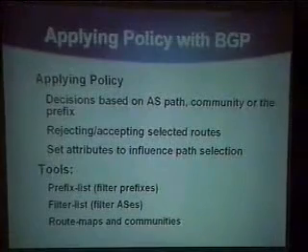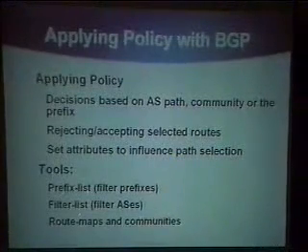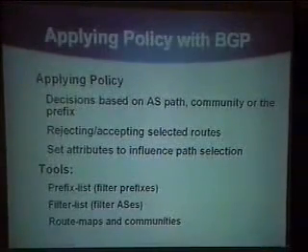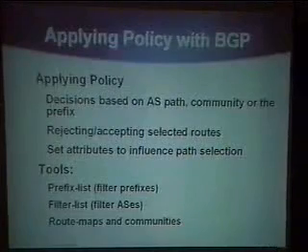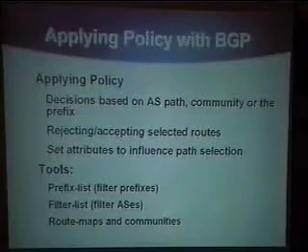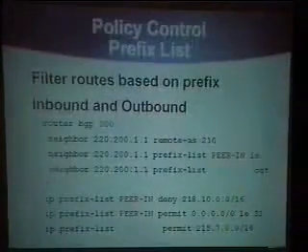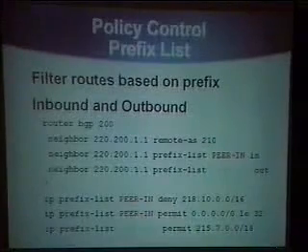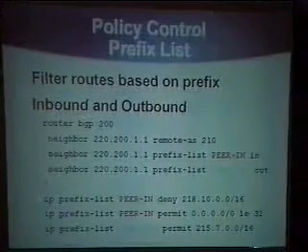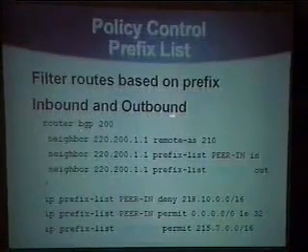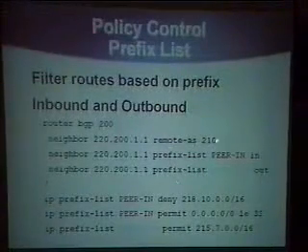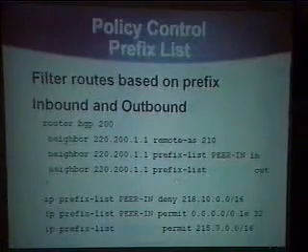The tools that you have available, again on IOS, are prefix lists for filtering prefixes, filter lists for dealing with ASs and AS paths, route maps, and of course, communities. Communities are really, really powerful. So, prefix list. Here we're filtering routes based on prefix. It can be applied inbound and outbound, of course. We set up a peering with our neighboring AS, AS210, and then we filter inbound and we filter outbound.